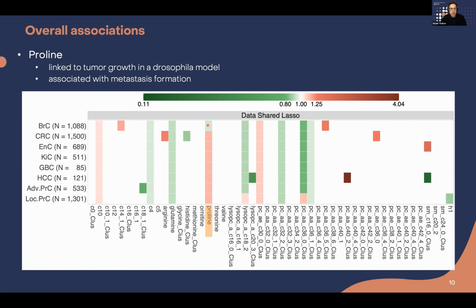And this is consistent with some previous results in the literature. In particular, very recently, proline was shown to be linked to tumor growth in a Drosophila model, and it was also shown to be associated with metastasis formation. So, let's say that our results confirm that proline could be a marker of interest.